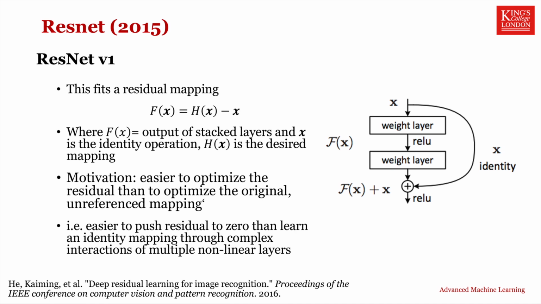So H(x), which is equal to F(x) + x, is what the residual block is outputting. And this means that F(x) is just learning the residual of what is required after we take away the identity. The reasoning being that it is actually much easier for a network to push this residual to 0 than it is for it to learn an identity mapping through a combination of complex nonlinear interactions.